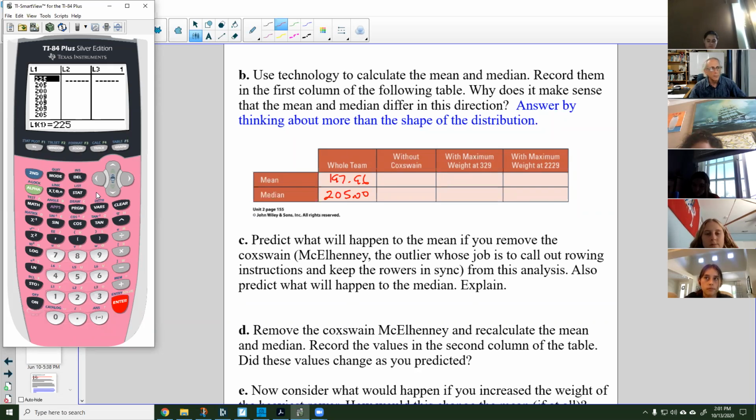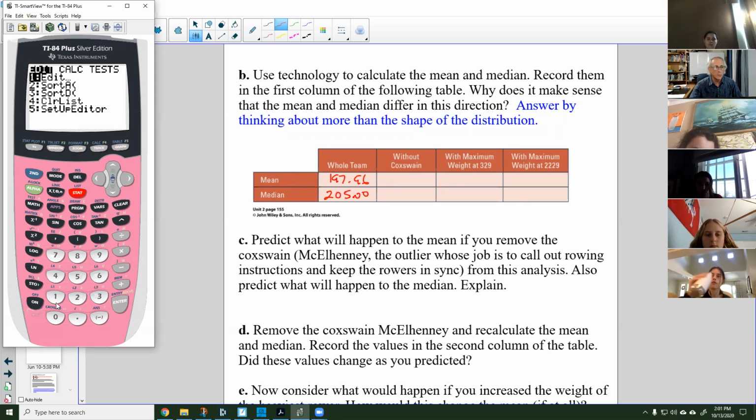What I'm going to do is this. I'm going to press my stat button, and you see number 2 is sort ascending, and number 3 is sort descending. If I sort this list in ascending order, that means the lightest guy is going to be at the top, and then it's going to get progressively heavier. It's ascending, getting heavier. Am I making sense?